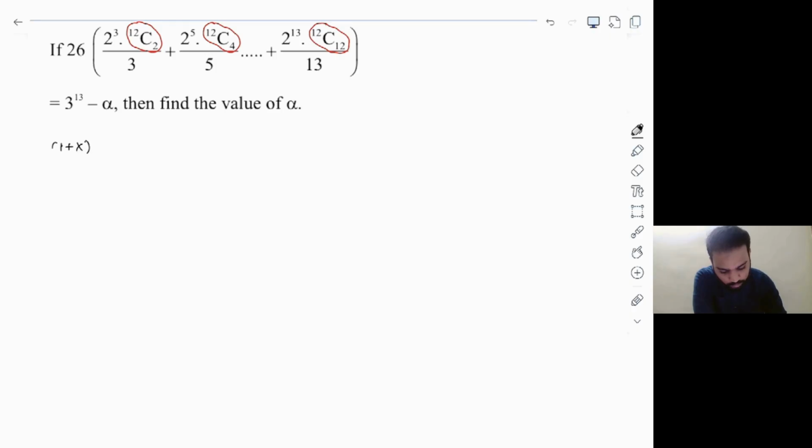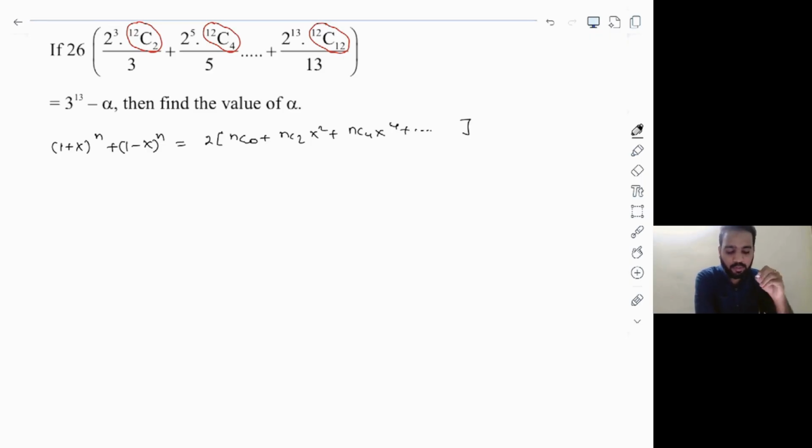(1 + x)^n + (1 - x)^n, right? Because in this case, when you expand, what do you get? You get 2 times of nC0 + nC2 x^2 + nC4 x^4 and then so on, right? So you get even bases when you do this simplification here.